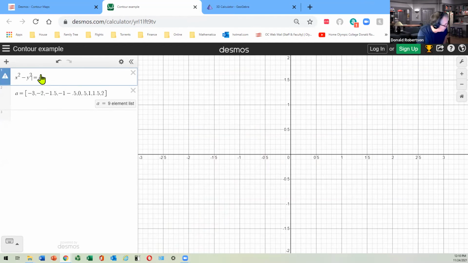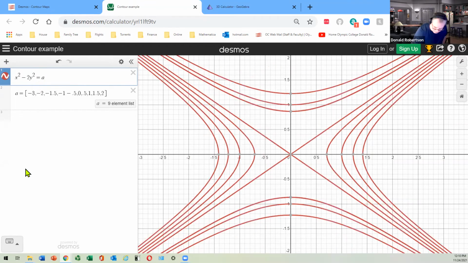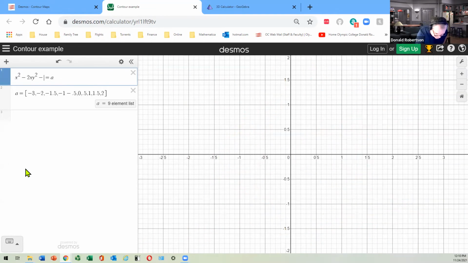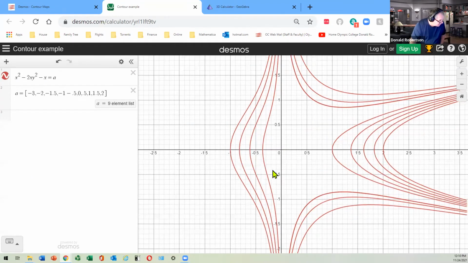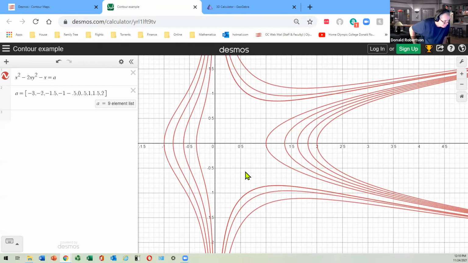So I'll put that guy in. It's pretty interesting. Let's make this 2. Make this an xy squared, and take away an x. And now if I move this thing around a little bit, that's pretty interesting, yeah. I guess that's the word I should use. Certainly not what I was expecting, but it's a contour map.